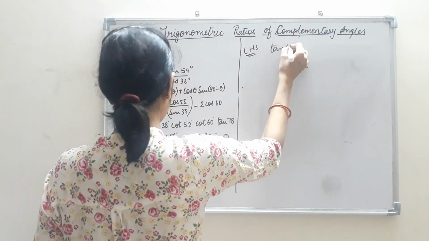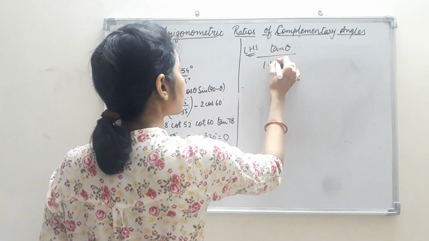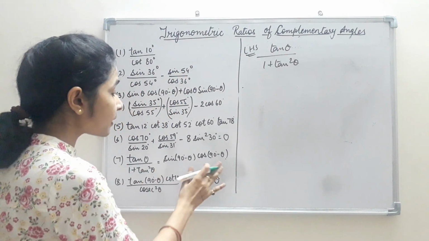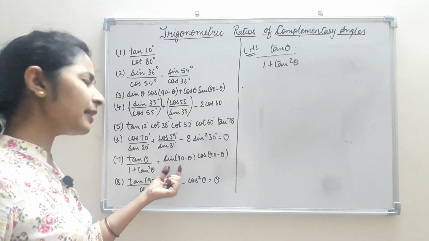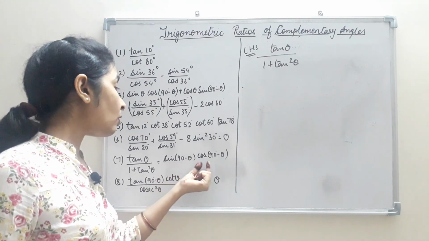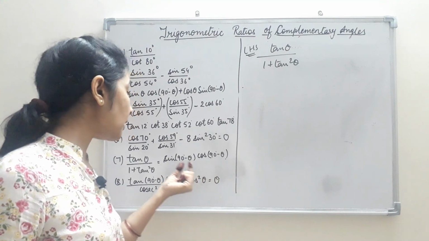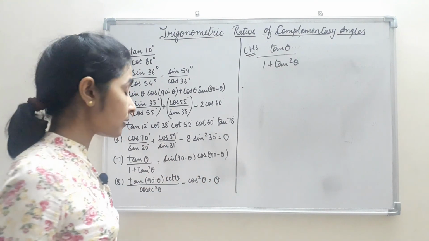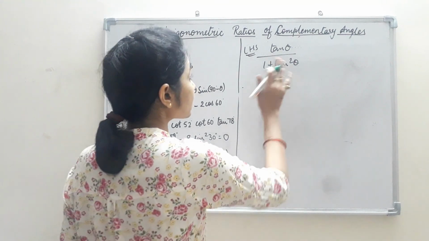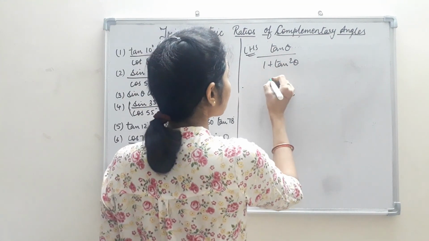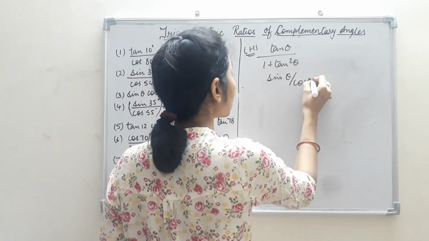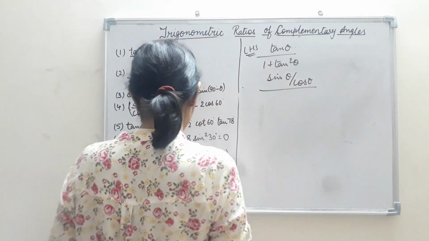Tan theta upon 1 plus tan square theta. We are supposed to prove it as equal to sine 90 minus theta and cos 90 minus theta. So in other words, we can also say that sine 90 minus theta is cos theta and cos 90 minus theta is sine theta. So sine theta cos theta should be our answer. But we will prove as equal to this only. So here tan theta we have got as equal to sine theta upon cos theta.